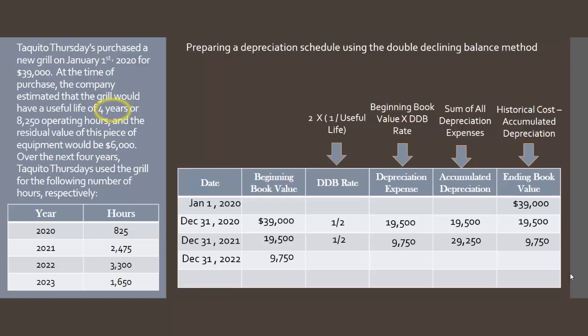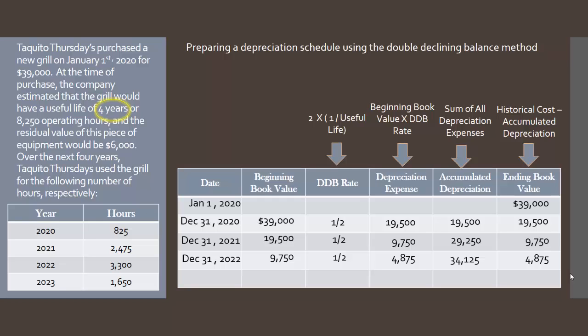We're going to begin this year with $9,750, again the same as our ending value at the end of the prior year. Let's multiply that by our DDB rate of 1/2, and we come up with $4,875. Well, if we add that to our existing accumulated depreciation, it's going to raise our accumulated depreciation account to $34,125, lowering our book value to $4,875. And guess what? We have a problem.